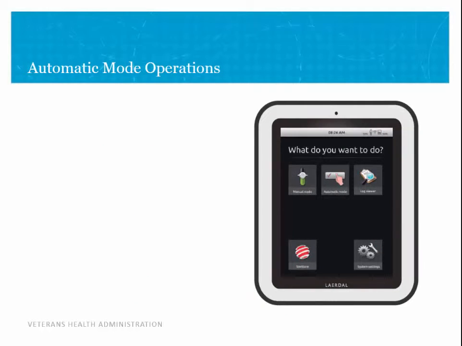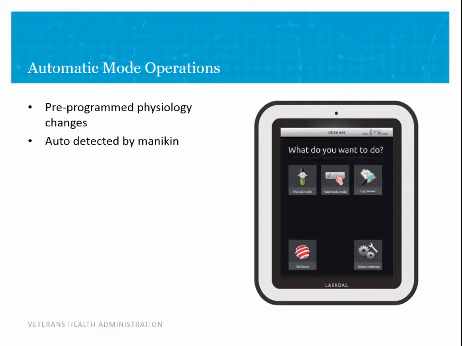All of the ACLS programming is in the automatic mode. So by selecting the automatic mode, it allows the operator to use the pre-programmed scenarios for a standardized training event. The mannequin will auto-detect some interventions, such as CPR and pulse checks. An intervention selected by the instructor or auto-detected by the mannequin will be registered in the log. Selecting the automatic mode will launch the different programming scenarios.